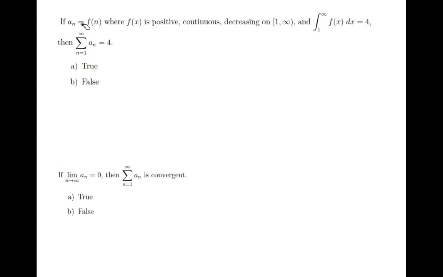If a sub n equals f of n, that we have a corresponding function where f of x is, of course, positive, continuous, and decreasing. We remember that's the condition for the integral test. Then the corresponding integral from 1 to infinity f of x dx equals 4. Okay, that's what we did. Compute the integral, evaluated integral, we got 4. Then the corresponding series is also 4. What do you think?